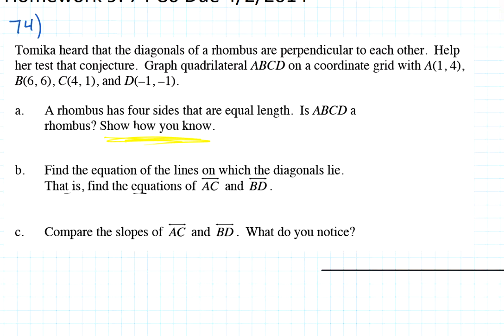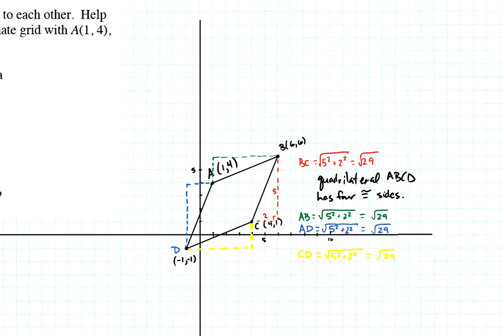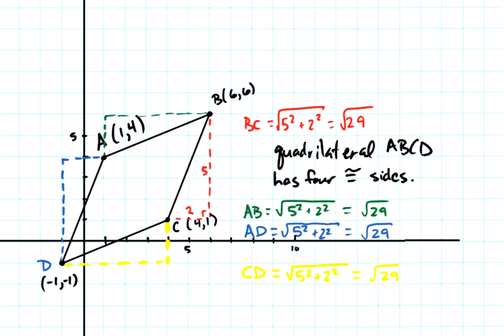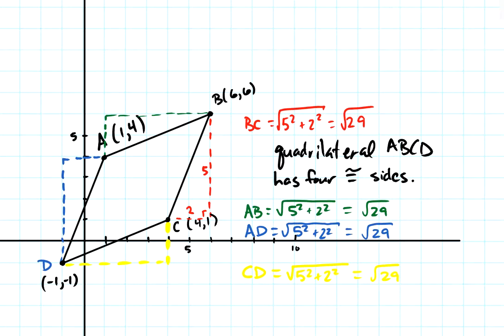Now it says find the equation of the lines on which the diagonals lie. That is, I need to find the equations of lines that go through 2 different points. One of the equations goes through points A and C, and the other equation goes through the points B and D. So let's come back over here and look at this. I need to find 2 equations, and it turns out they're the equations of the diagonals.